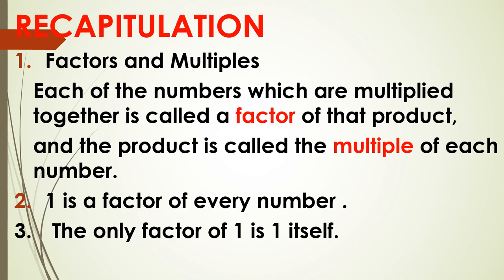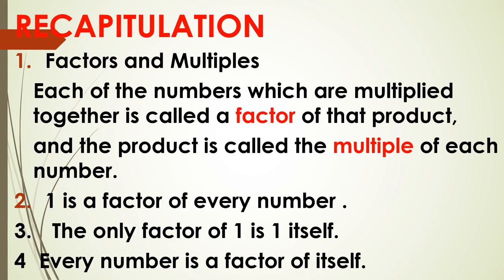Fourth point is, every number is a factor of itself. Every number comes in its own table also. As 7 comes in the table of 7, 8 comes in the table of 8, 9 comes in the table of 9, and so on. So every number is a factor of itself.